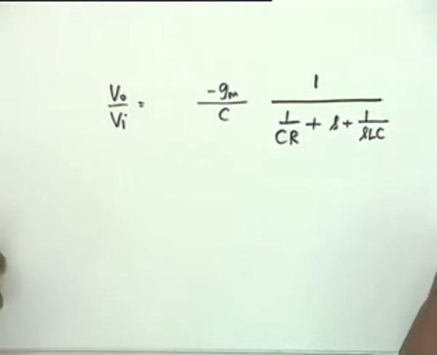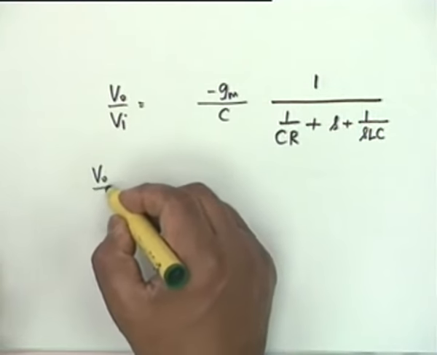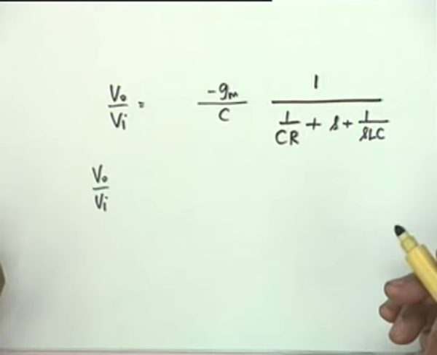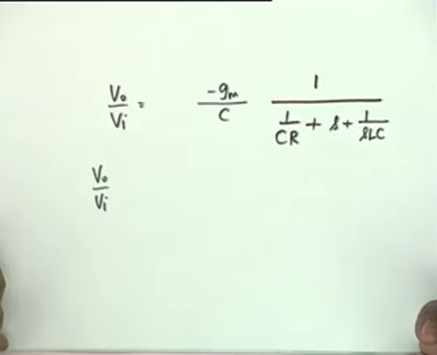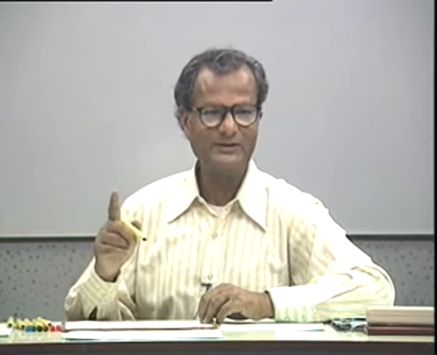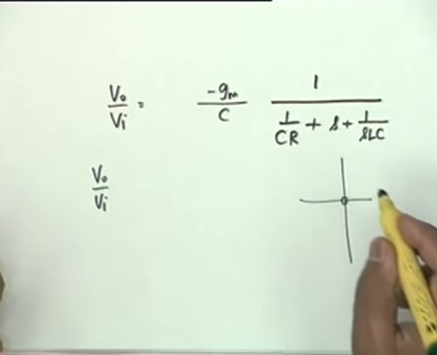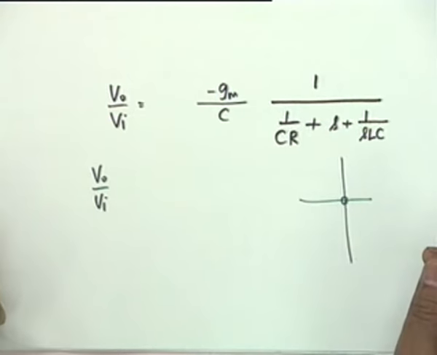Now, you recognize that this is a simple second order circuit. Does it have a pole? It does. How many? 2. And does it have a 0? At the origin. 1 0 at the origin. So the pole 0 diagram is this. Are these poles complex or real?